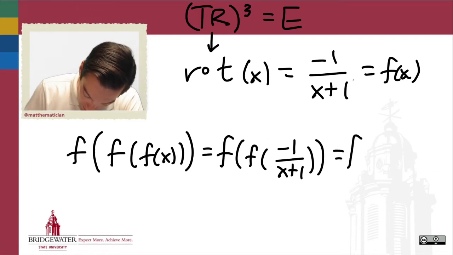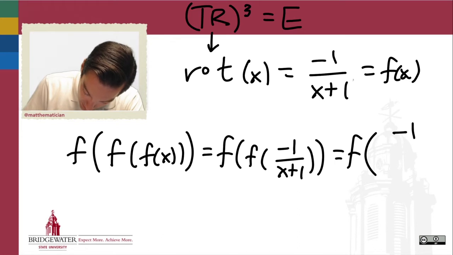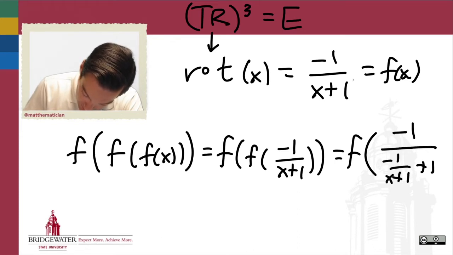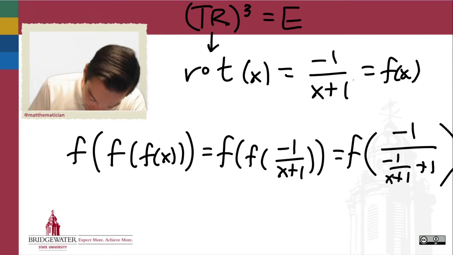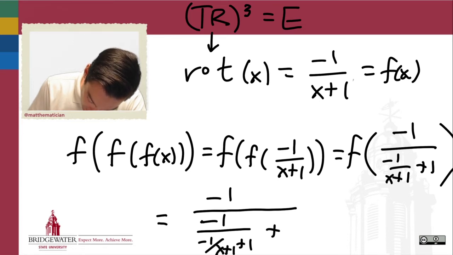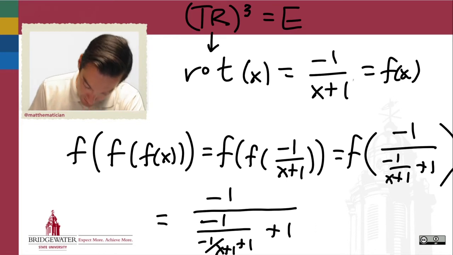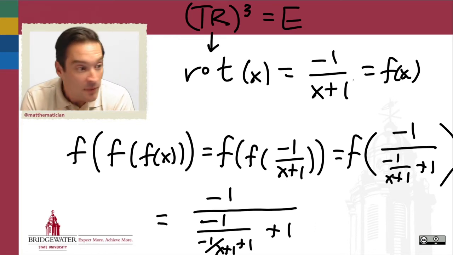Now here comes the really fun part. F of minus 1 over x plus 1 is minus 1 over x plus 1 plus 1, right? And then f of that, it gets even more fun. It's minus 1 over x plus 1 plus 1 plus 1. Yeah, I think that's it, right? So this is some nasty looking thing.